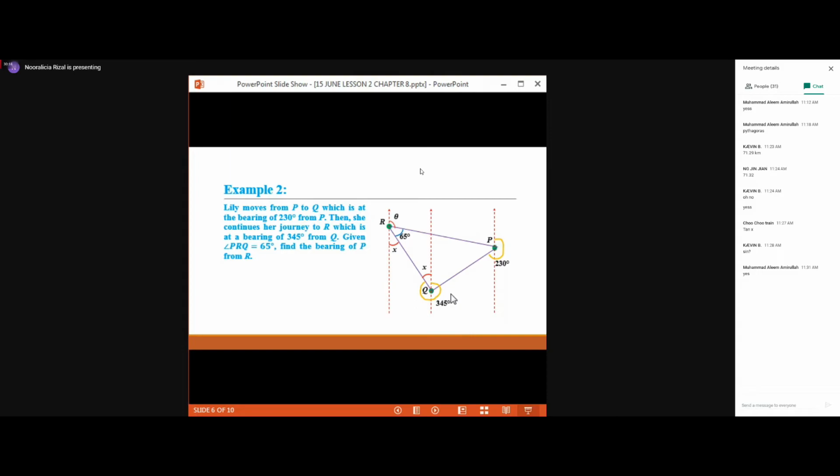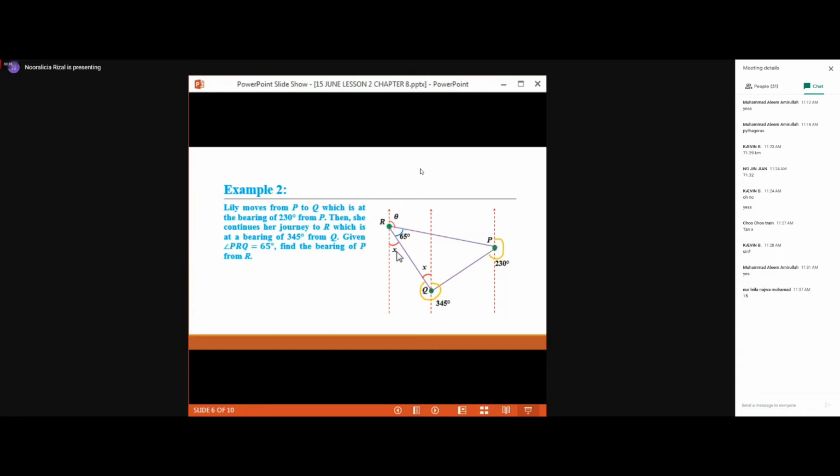Asia, how much is it? What's the value of x? Look at my cursor. We're finding this. 15. Okay, thank you, Laila. 15. So 360 minus 345, you get that. So if this is 15, you use the alternate angle concept. Here is also 15.